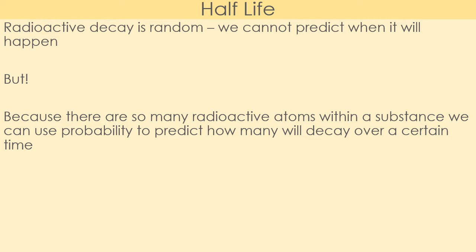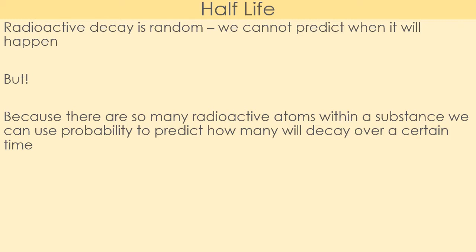Because with a radioactive source, there are millions and millions, probably trillions of atoms within there. And by looking at that, we can use probability to work out how many will decay within a set period of time. We can't predict which ones it will be, but we can predict how many will decay over a certain amount of time. If you had a dice and you were to roll it, you couldn't predict what number was going to come up accurately.